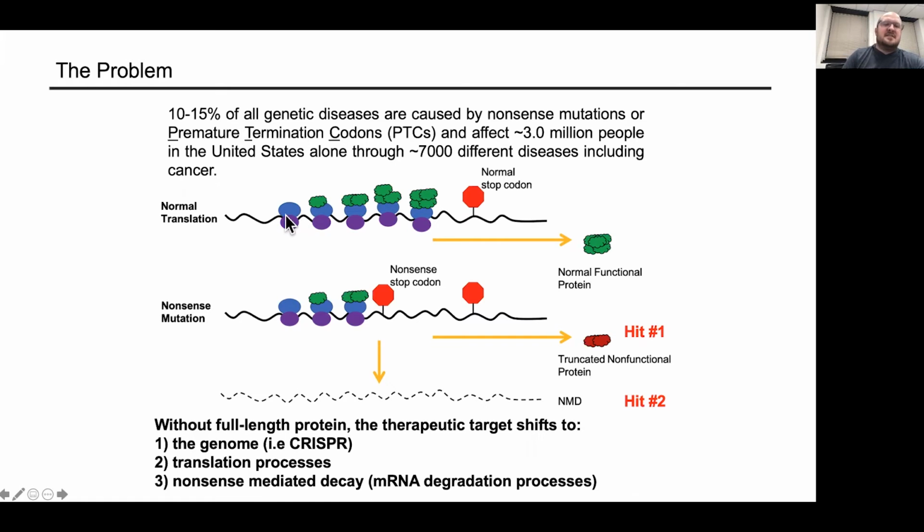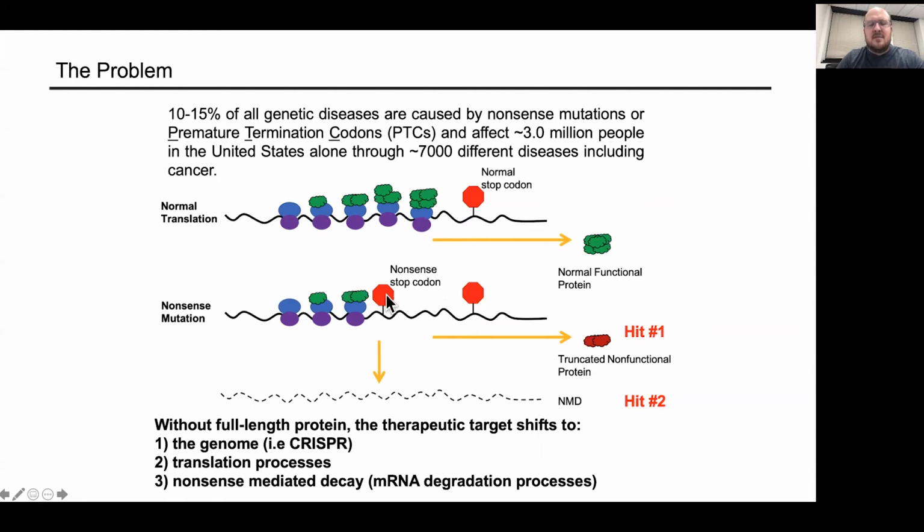mRNA and acts as a decoding center where transfer RNAs translate the mRNA code into protein. So this process occurs until it hits a stop codon, and the stop codon acts as a signal for the dissociation of this ribosome from the mRNA. And in normal circumstances, the result is a normal full-length functional protein.